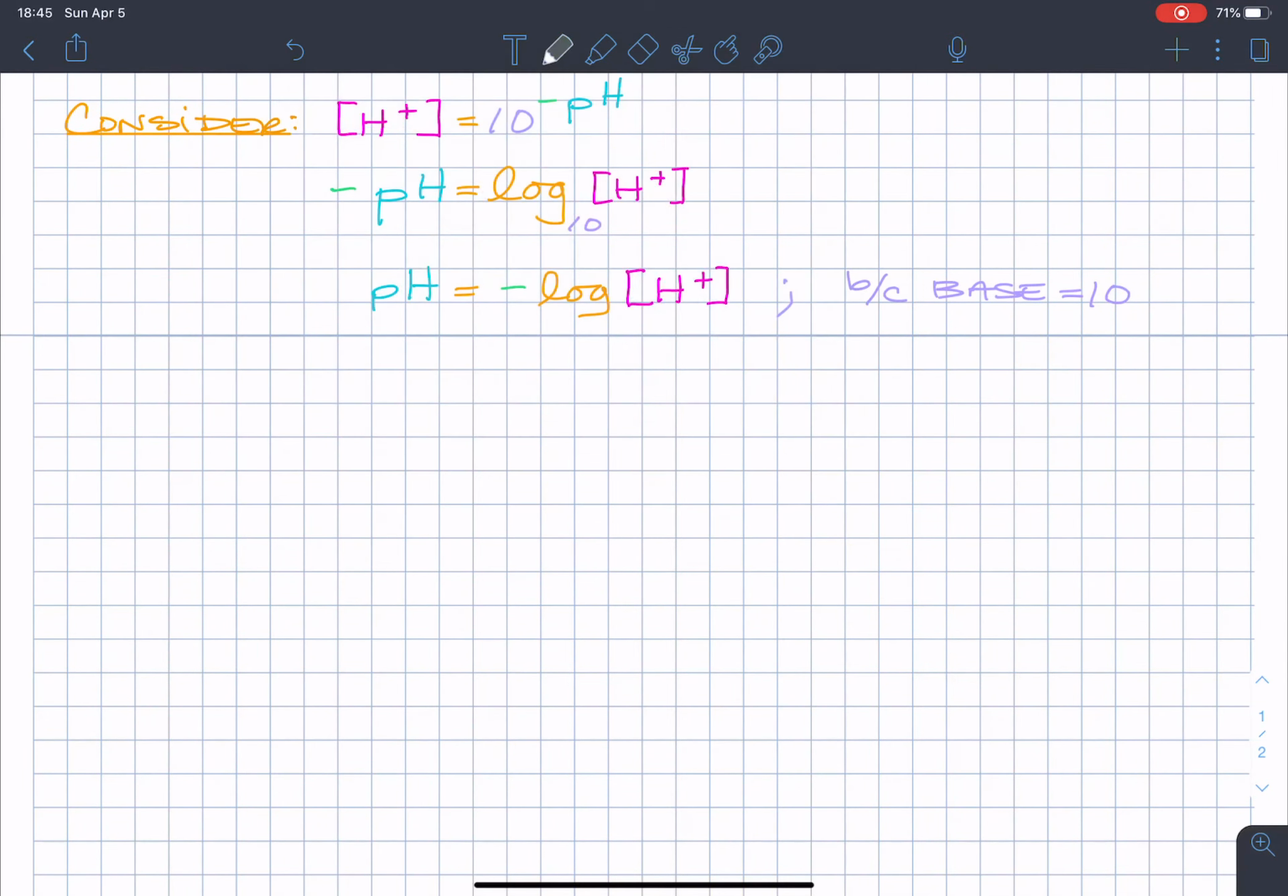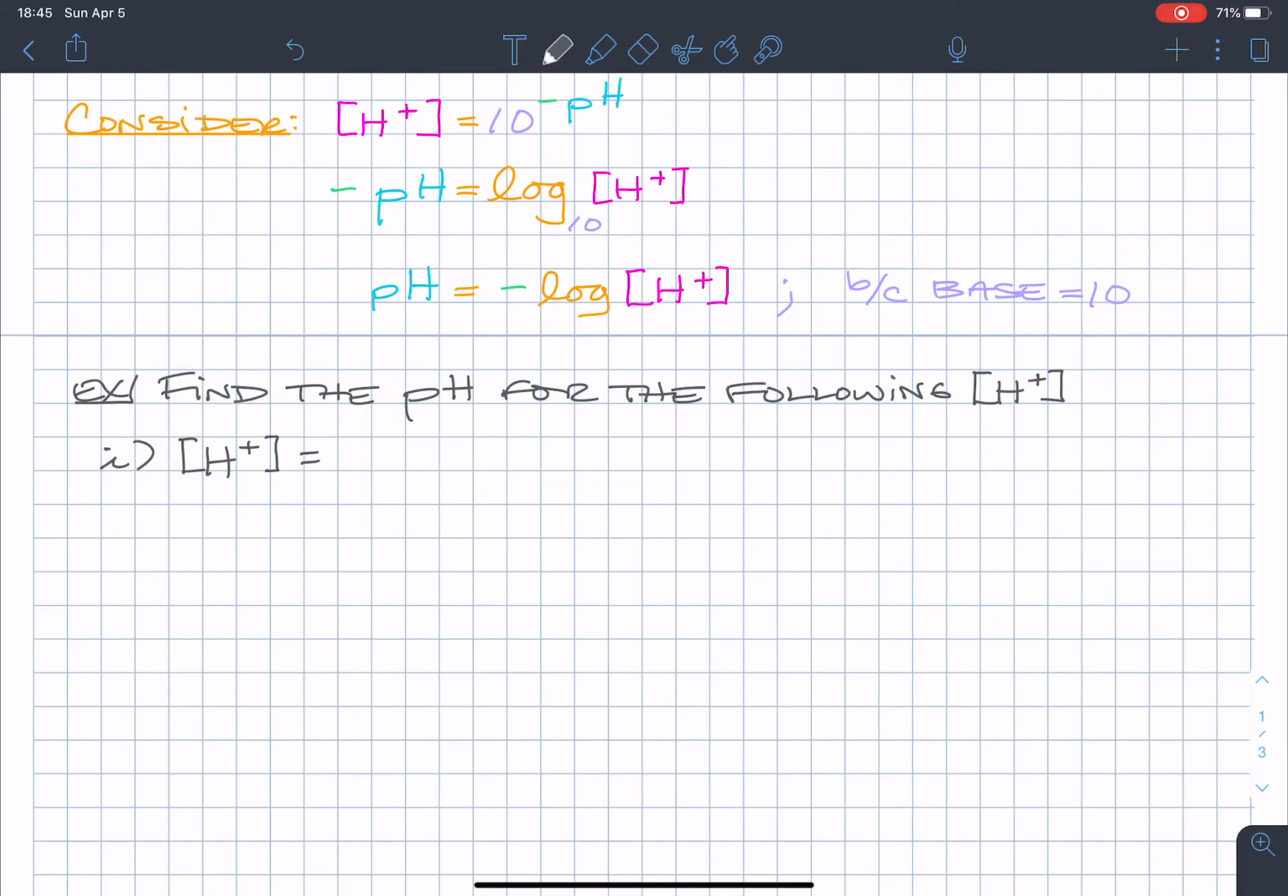So for example, let's find the pH for the following hydrogen concentrations. So number one, let's say I have a hydrogen concentration equal to 0.00001. Okay, so how many zeros is that?